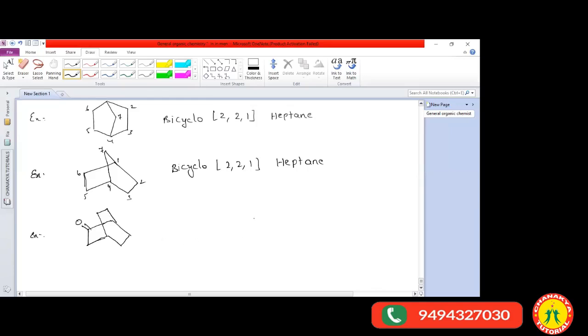What is the IUPAC name of the given compound? Sai, Akshit, Aditi, has Samita attended today? Anjan, Sriveda. So what is the IUPAC name?